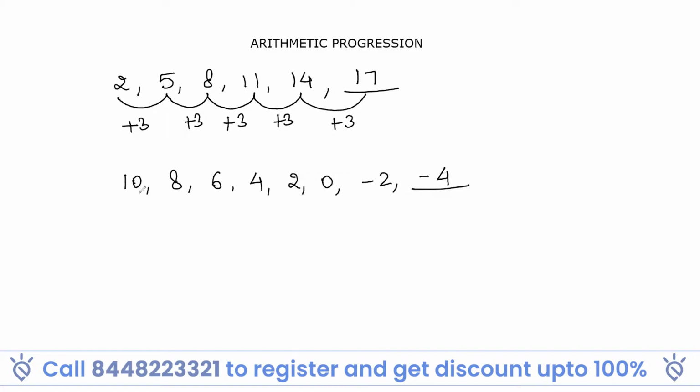Great. So here also you will observe the pattern. From 10 to 8, if you want to go, you're going to subtract 2. From 8 to 6, if you want to go, you're going to subtract 2. So at every step here, we are subtracting 2.